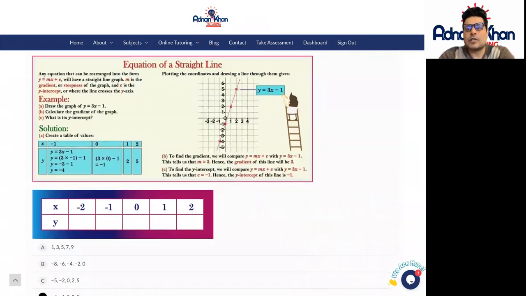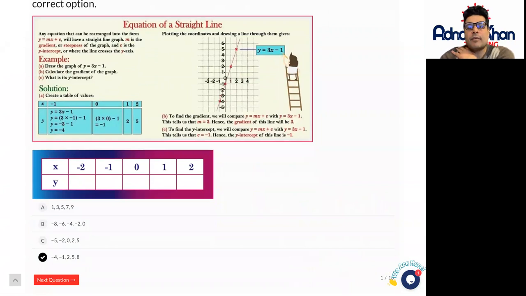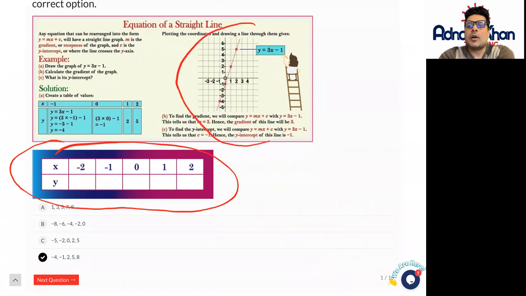So that's how you work out the equation of a straight line. Once we have the answers in this table here, then we can plot the lines on a graph, and that's how we get a straight line. So these plots in these tables will eventually give us a straight line on a graph, and that's why this topic is called equation of a straight line.